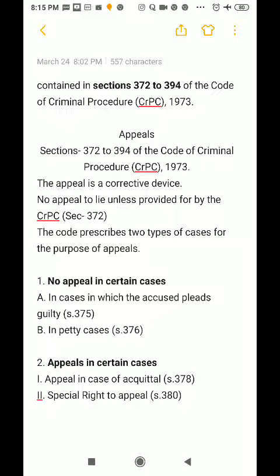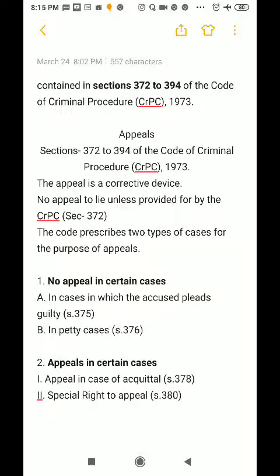Next comes, if any petty case comes before the High Court or the Sessions Judge or the Metropolitan Court or any magistrate, then if it is a petty case, no appeal lies in such cases. So where can we find this provision? Under Section 376 of the CRPC, we can find this section.